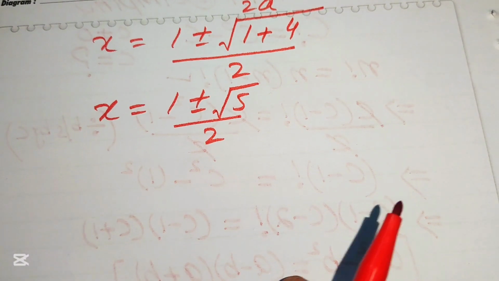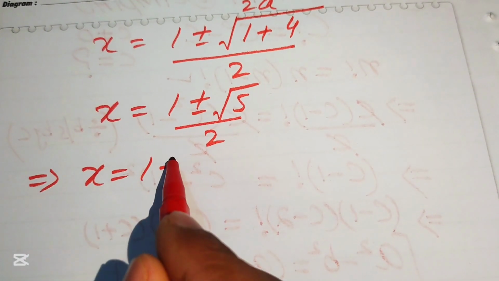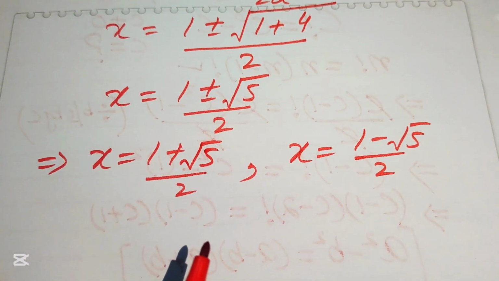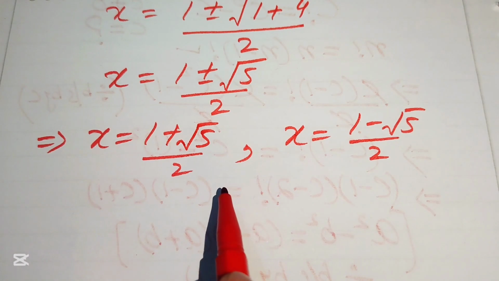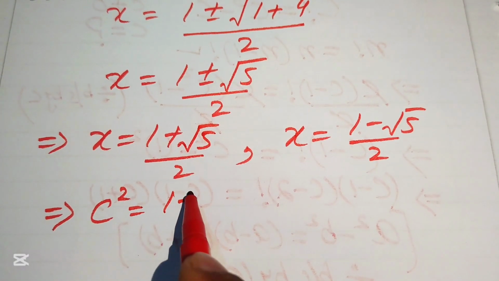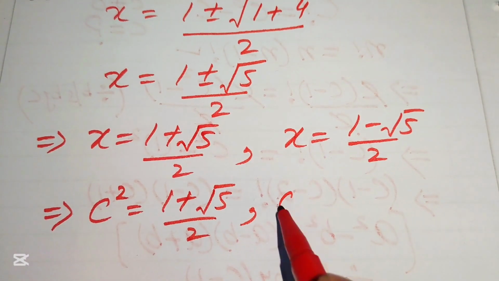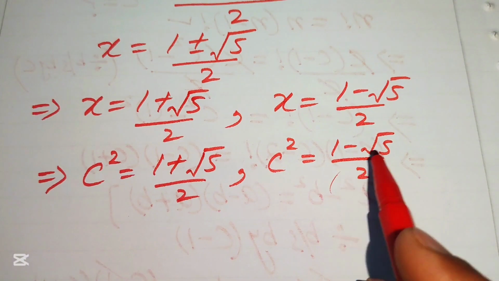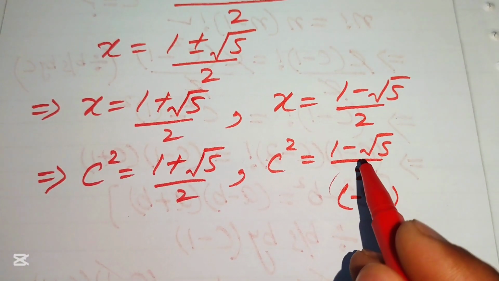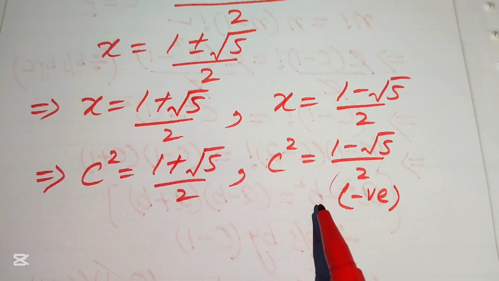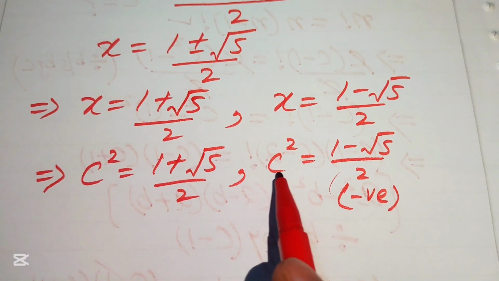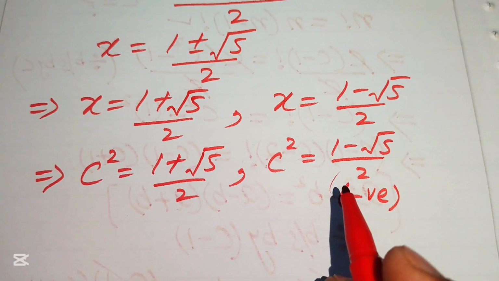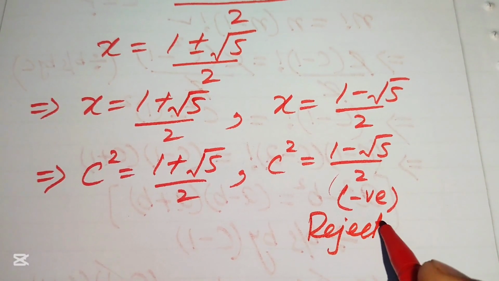Now we break this value: first the positive value, 1 plus square root of 5 divided by 2, and then the negative value, 1 minus square root of 5 divided by 2. Here we back substitute the value of x, knowing that x is equal to c square. So we have c square equals 1 plus square root of 5 divided by 2, and in the other case c square equals 1 minus square root of 5 divided by 2. The value of 1 minus square root of 5 over 2 is negative, so the right hand side is negative and c would be some negative value. Because c is the side length of a triangle, and side length cannot be negative, this is not possible, so we reject this case and have only one case.